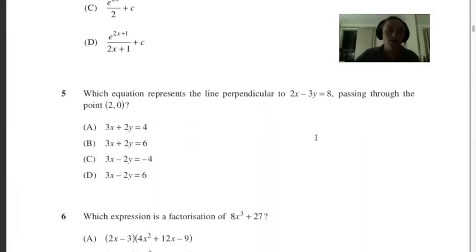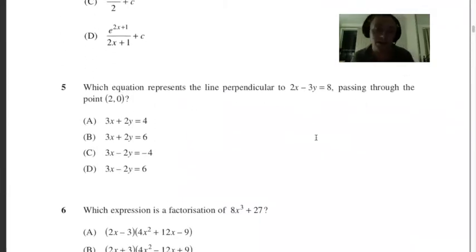Let's continue. Which equation represents the line perpendicular? Okay, immediately we should recognize that if you take the gradients of perpendicular lines and multiply them together, we will always get -1. So that's an important property to recognize in this question. Which equation represents the line perpendicular to 2x minus 3y equals 8, passing through the point (2, 0)? This is not one that I can do off the top of my head. So we're going to take the initial equation and rearrange it into the general form so I can easily read off the gradient.